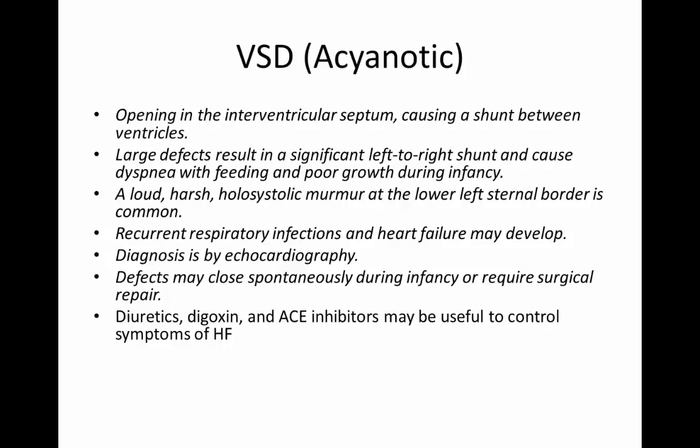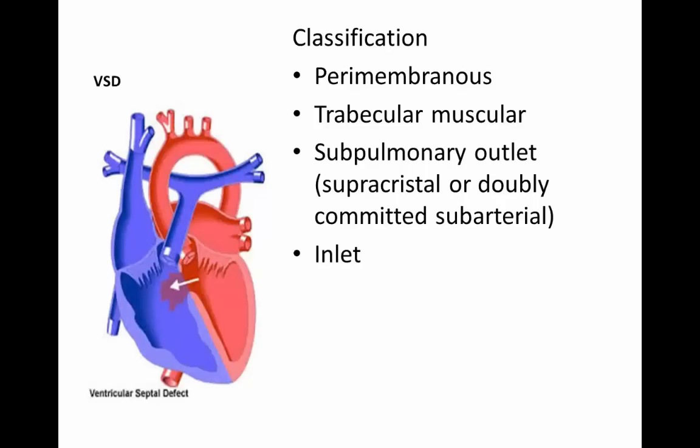And trabeculars are 5 to 20%. Subpulmonary is 5 to 7%, and inlet are very, very mild, 5 to 8%. The magnitude of the shunt depends on the defect size and the resistance to pulmonary outflow. Blood again flows. Let me show you.